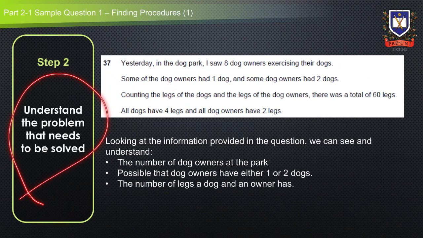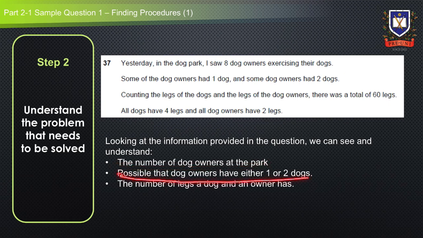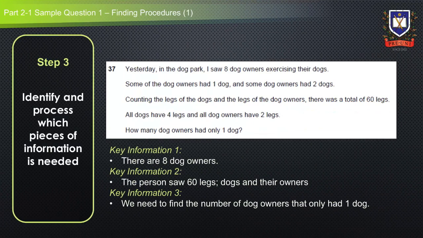Step 2 is to understand the problem that needs to be solved. Looking at the information provided in the question, we can see and understand 3 things. The number of dog owners at the park, that it is possible that dog owners have either 1 or 2 dogs, and the number of legs a dog and an owner has. Next is to identify and process which pieces of information are needed. From this question, there are 3 key pieces of information. Key information 1 is that there are 8 dog owners. Key information 2 is that the person saw 60 legs, dogs and their owners. And lastly, key information 3 is that we need to find the number of dog owners that only had 1 dog.